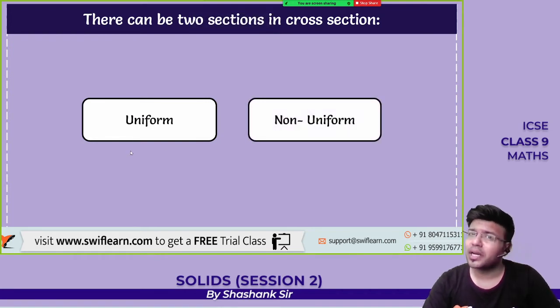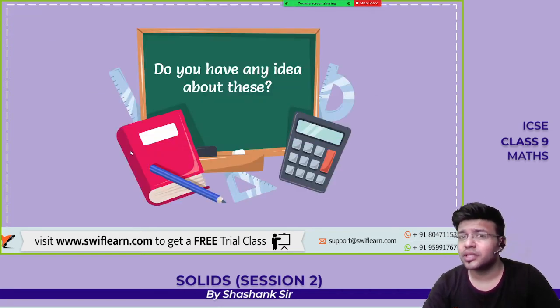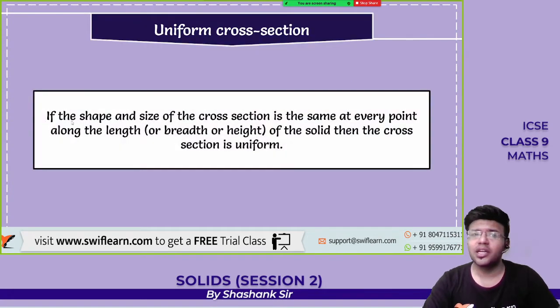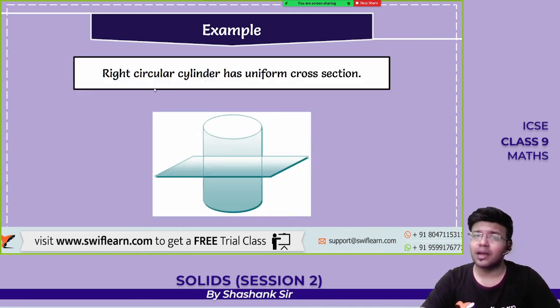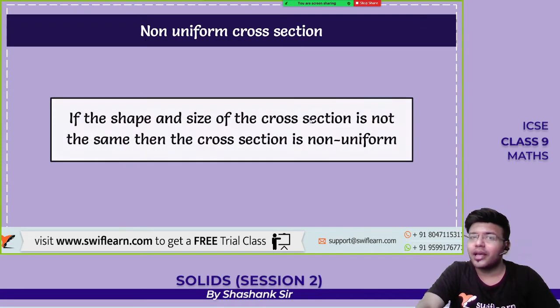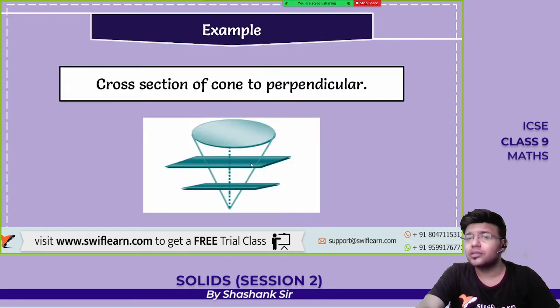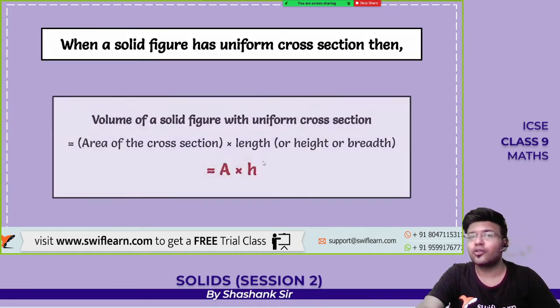There can be two kinds of cross sections: uniform cross section and non-uniform cross section. If the shape and size of the cross section is the same at every point along the length or the breadth or the height, then it is known as a uniform cross section. For example, a right circular cylinder has a uniform cross section. If the shape and size of the cross section is not the same, then it is non-uniform. An example is a cone, where the dimensions vary. We'll get different circles at different cross sections.